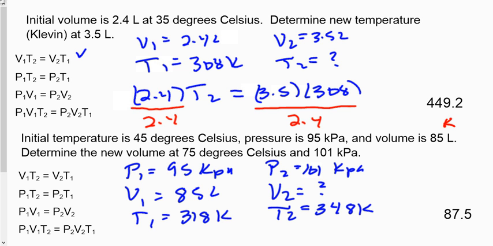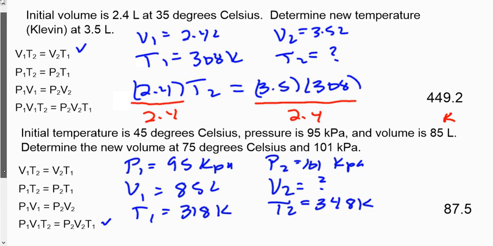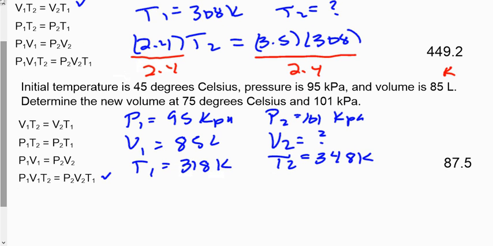Okay, now I've got all three variables, so that's going to be our combined gas law. I'm going to check that one off there and scroll down a little bit so we can do this question. I've got pressure 1, volume 1, temperature 2. So it's going to be P1, V1, and temperature 2 all on the left side.